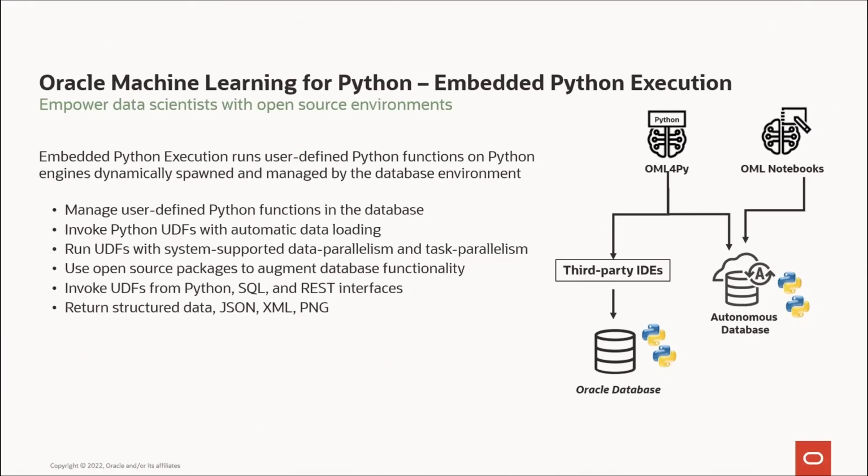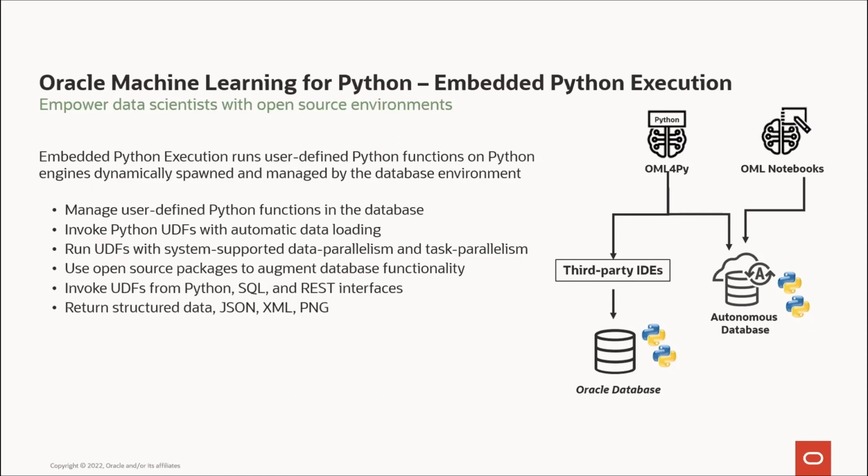Embedded Python execution refers to running Python functions, which may contain third-party code, in the database environment. And specifically, it's the ability to run Python functions and Python engines under the control of the database environment. And those Python engines can be spawned in a data or task parallel manner. The functions can be invoked directly from the Python interface, but also using the SQL interface or REST endpoints on Autonomous Database, and using a SQL interface with Oracle Database.